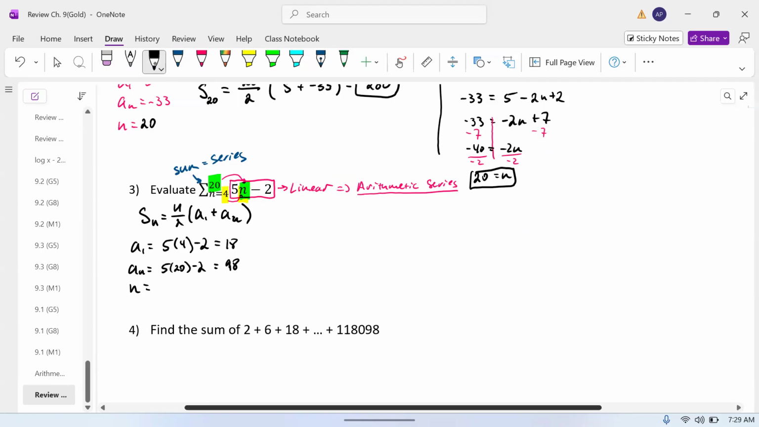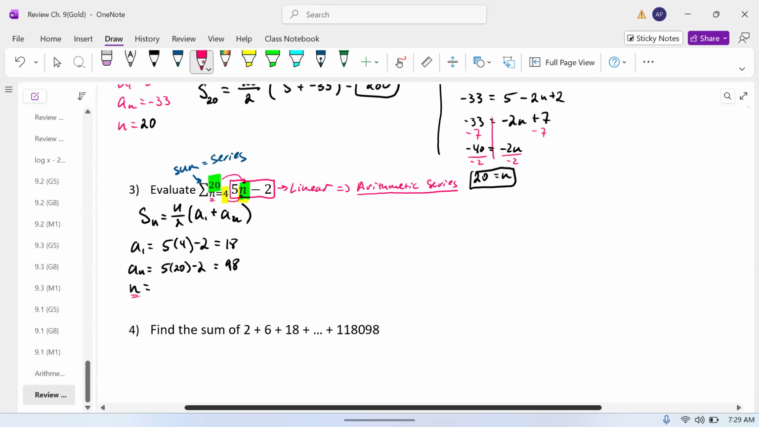And now n. N is how many terms there are. Now, sometimes it's confusing because we see n at the bottom here and we see this n. Now, those are two different n's. That's why a lot of times instead of n, we're using a different variable there at the bottom, like i. But those are actually different things.